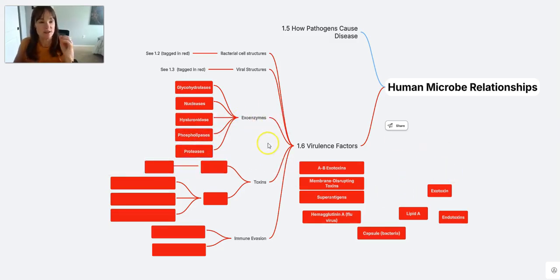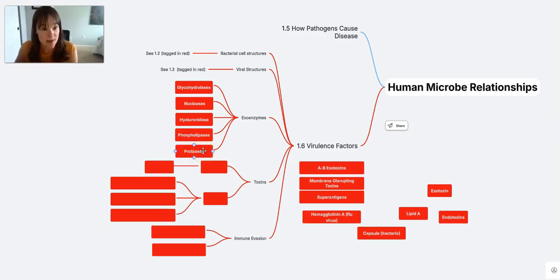So these are all exoenzymes that increase the likelihood that a pathogen can infect and cause disease, and how they're all doing it is they're breaking down some kind of important molecule, and that can contribute to the invasion or the disease state. So enzymes are always building or breaking something. In this case, these are all breakers. Glycohydrolases break down carbs. Nucleases break down nucleic acid. Hyaluronidases break down hyaluronic acid. Phospholipases break down phospholipids, and proteases break down proteins.